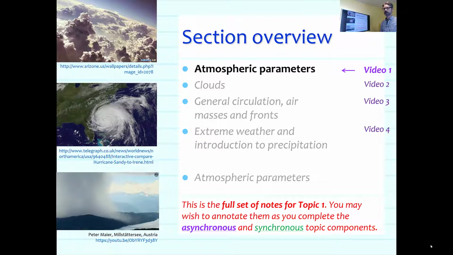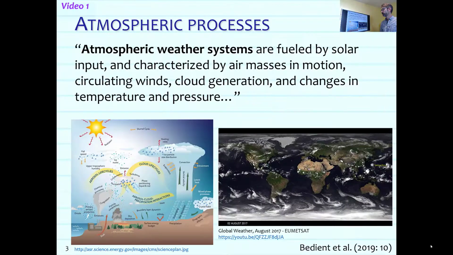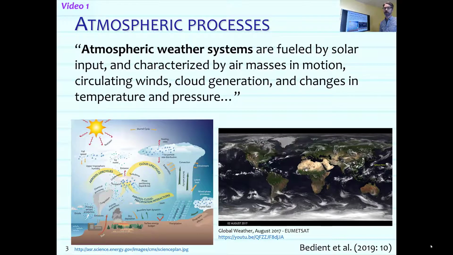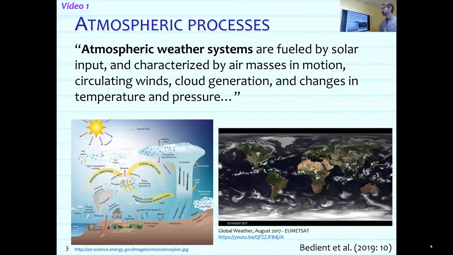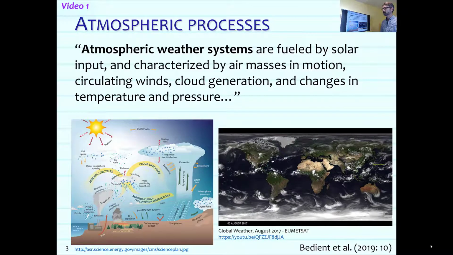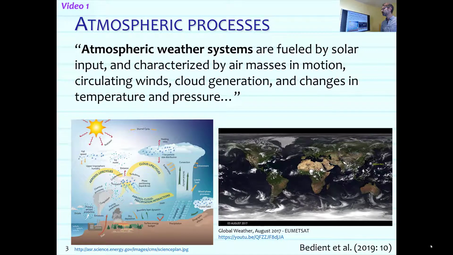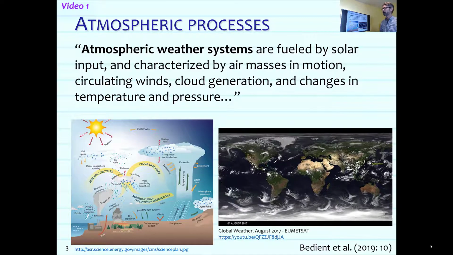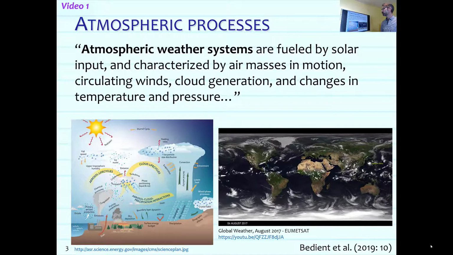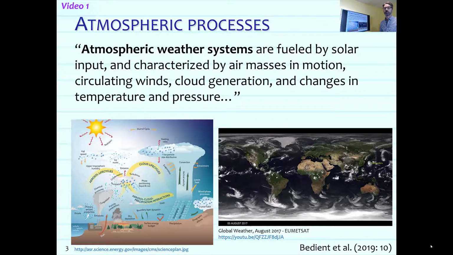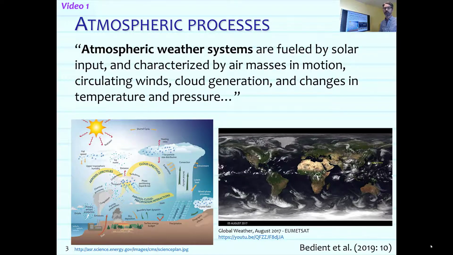In a synchronous class section, we're going to talk about atmospheric parameters and do some examples. Of course, weather is critical for hydrology. Atmospheric weather systems are fueled by solar input and characterized by air masses in motion, circulating winds, cloud generation, and changes in temperature and pressure. These are the things we'll cover in this section.